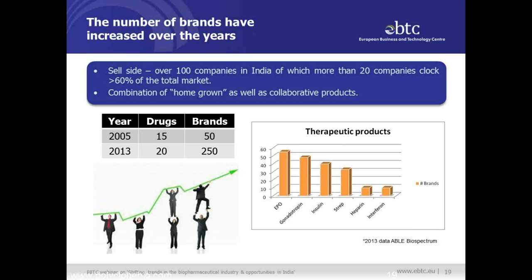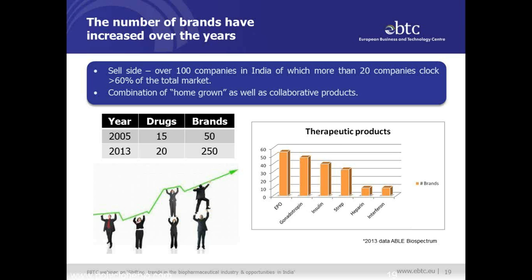About 10 years ago, we had about 15 drugs with approximately 50 brands. Today we see more than 20 drugs and more than 250 brands. Out of that, the biggest number is erythropoietin and gonadotropin, with close to 50 brands. And insulin is still an attractive market, and still leads in terms of the value of sales, close to about $250 million. And that's the local market that we're talking about.